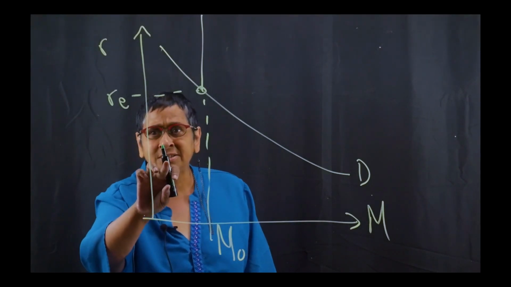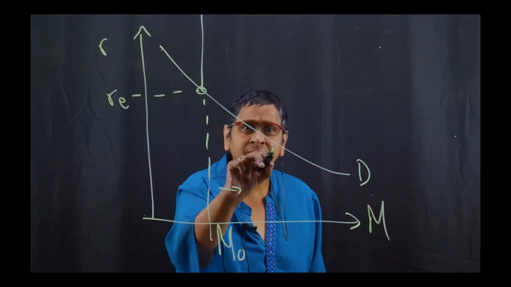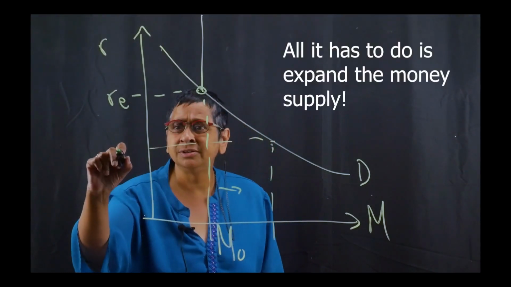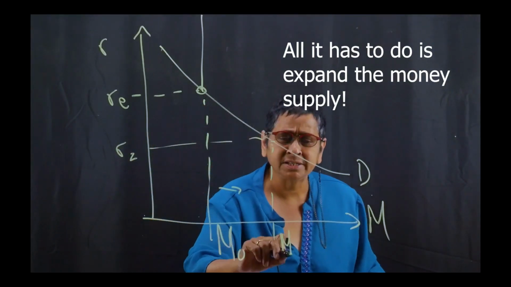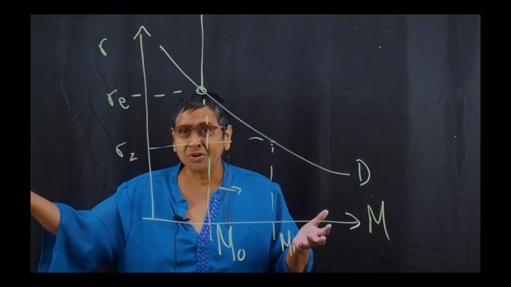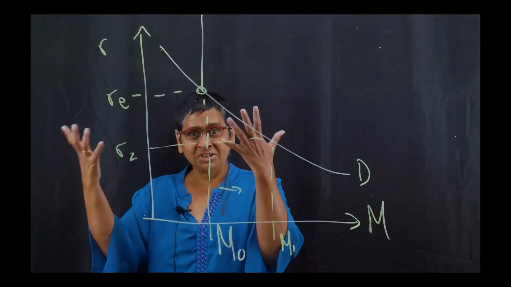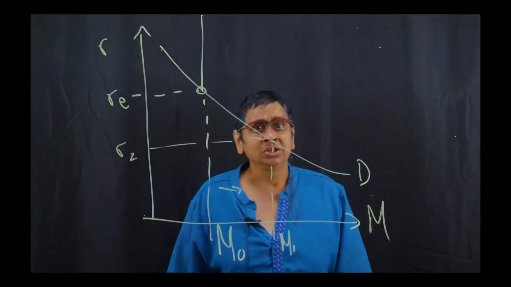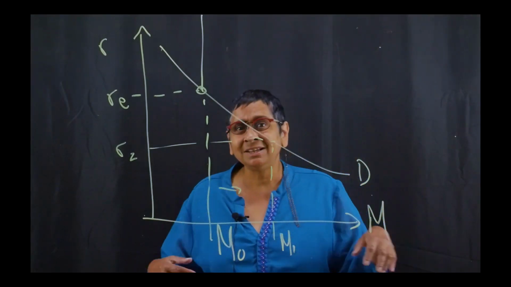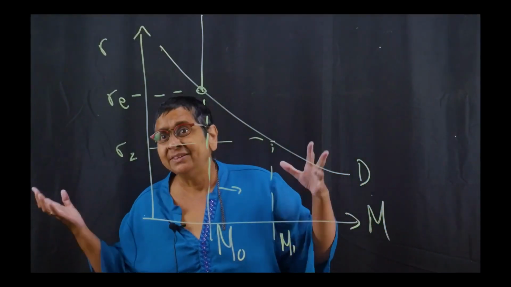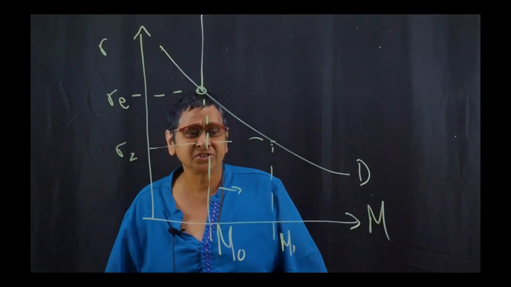If the Fed wants the equilibrium rate of interest to decline, all it has to do is to expand the money supply using expansionary monetary policy, which would be to reduce the required reserve ratio, to purchase treasury bills, reduce the discount rate, anything that can create excess reserves in the system. And then that should expand the money supply because banks will start lending out the excess reserves and so on.